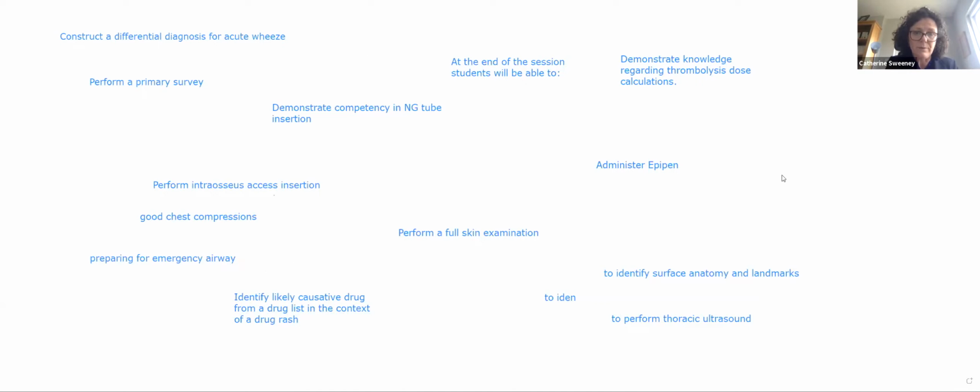Prepare for emergency airway. That might be putting all the equipment on a tray. There'd be a psychomotor element to that, and there would be a cognitive element to it as well. So I'm seeing there the identified causative drug from a drug list in the context of a drug rash. What would be a psychomotor one there would be to check to see if a rash is purpuric or if it's blanching, something that you would do with the examination, not to pick a drug off a list. That's more cognitive. Use the bladder scanner correctly, yeah, that's a good one.